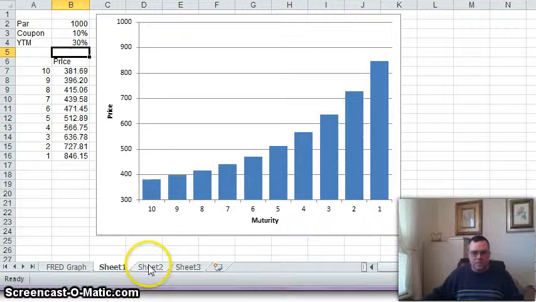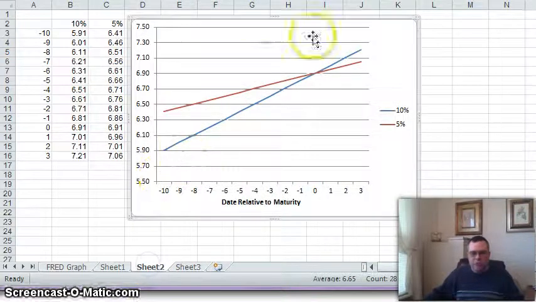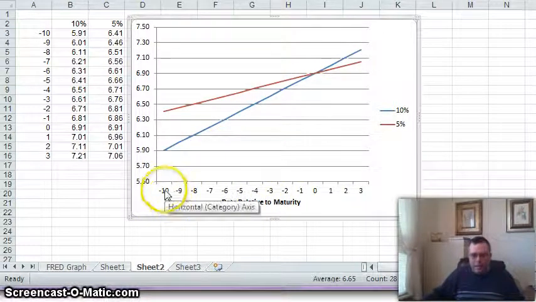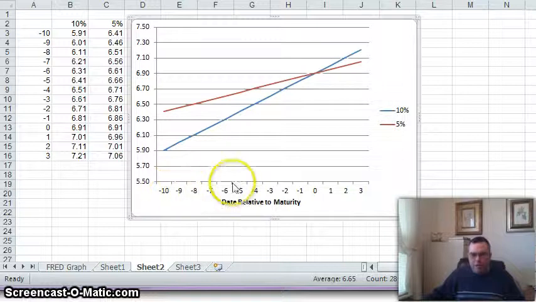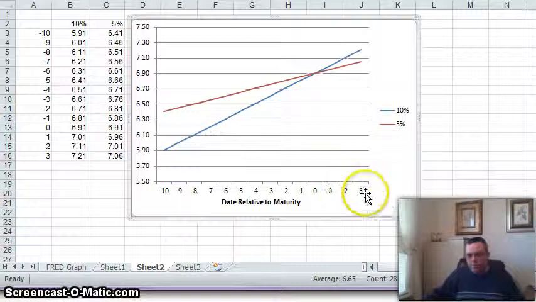Another way to look at this is this chart right here. I have two lines on here. The red line, first off, let me explain it. Both of these are bonds that mature right here at year 0. I've given a date down here on the bottom, which is time relative to maturity. So this is 10 years prior to maturity, 9 years, and we go up until we get to year 0, and that's when they mature. And then you go 1 year in the future, 2 years, 3 years.